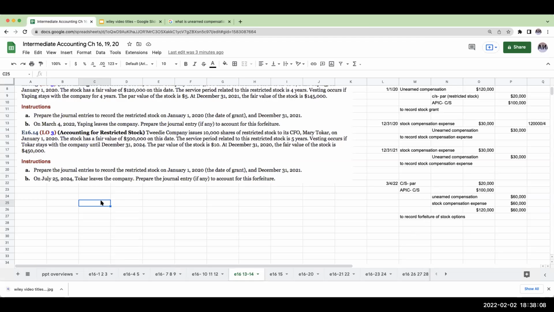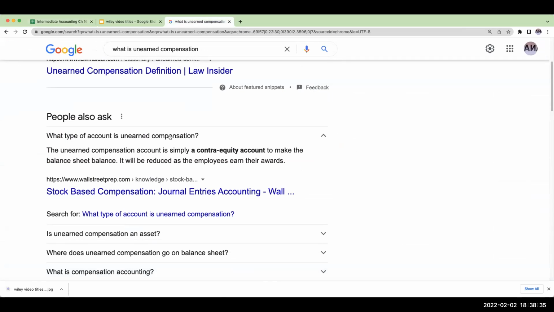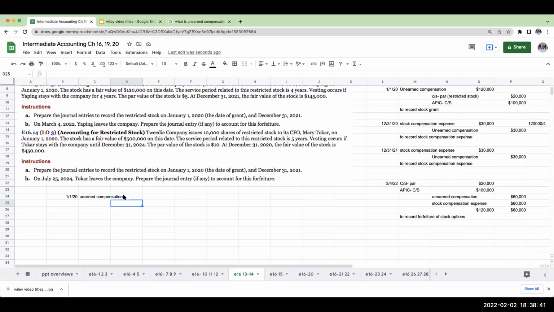Par value of the stock is $10. At December 31st, 2020, the fair value is $450. Don't care about the $450. Rather, what I care about is the fair value on the date of the issuance. So on 1/1/20, because we're giving out shares of stock, I'm going to be debiting unearned compensation. And what type of account is unearned compensation? It is a contra-equity account. So it's essentially going to be holding down the common stock at par and additional paid-in capital, common stock that we're issuing. Basically, the $500,000 is the fair value on the date of issuance.